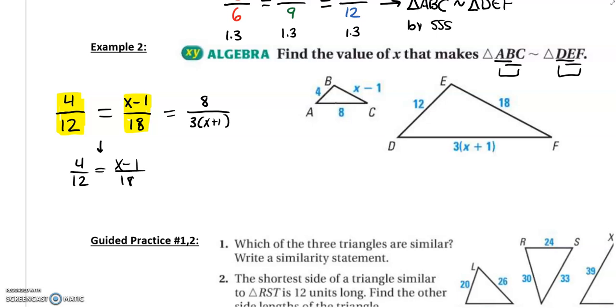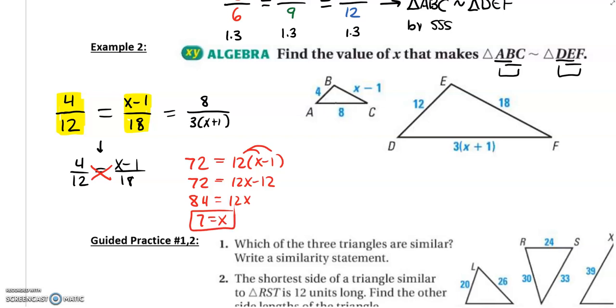So to solve this, we're going to cross multiply. And we're going to get 4 times 18, which is 72. And then we're going to get 12, and then parentheses x minus 1. Don't forget you need to use the distributive property here. So we're going to add 12 to both sides. So 72 plus 12, I believe, gives me 84 when we add that 12 to both sides. Divide both sides by 12, and we're going to get x equals 7 here.